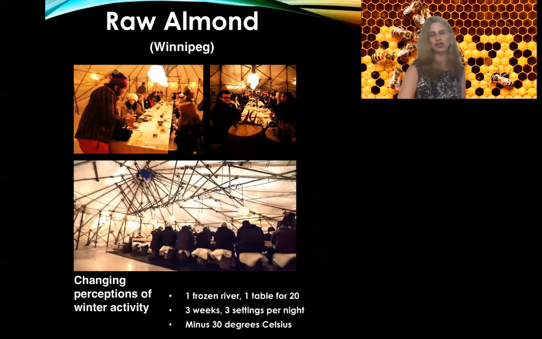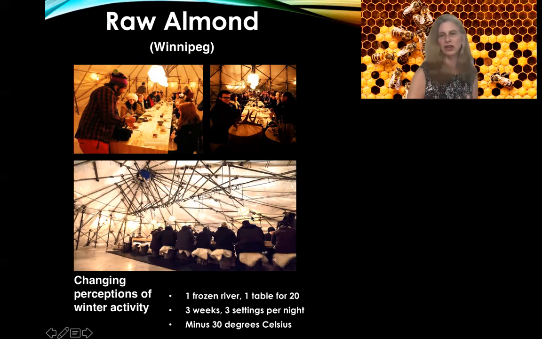Oh, I just wanted to show you the example of, again, this sort of provisional testing. This is the restaurant that appeared on the river in Winnipeg. And really, it speaks to this changing perception of winter activity, where you have one frozen river, one table for 20, 3 weeks, 3 seatings per night, so 3 meals at different times, and minus 30 degrees Celsius weather.